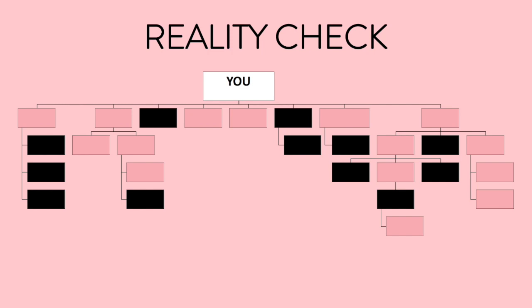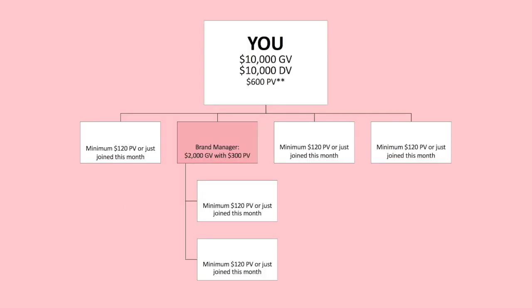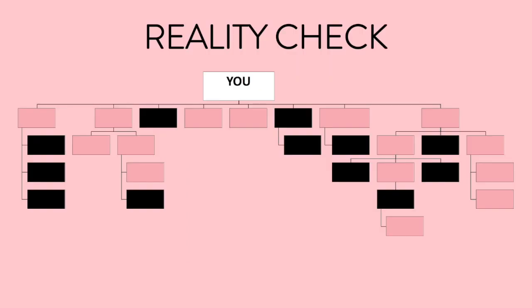However, here's a reality check for you. This is what an organization really looks like. Okay, this isn't necessarily any particular associate brand director's organization. I'm just showing you what this really looks like. It's not going to look like this. It's not always going to have only 6 people and you get to $10,000 in volume. That's not normal.